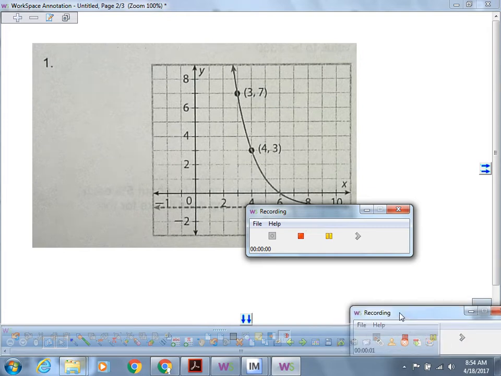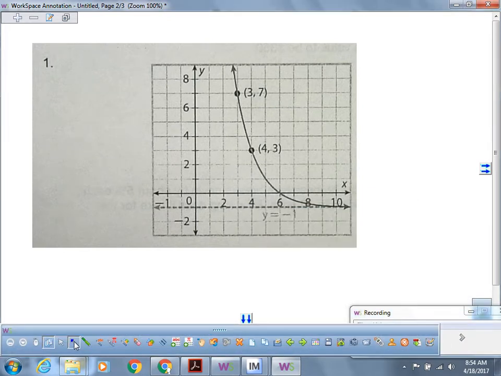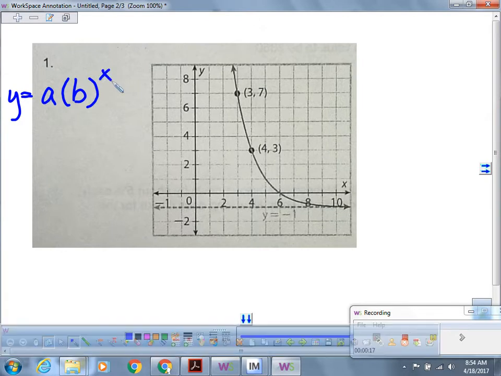Okay, so let's look at working backwards. We know we're trying to create something like this. Y equals A, this is my stretch. B is my base to the X, right? And we have a horizontal stretch and a possible vertical stretch. Not stretch, translation, correct? Okay, so let's look at the H and the K part first.